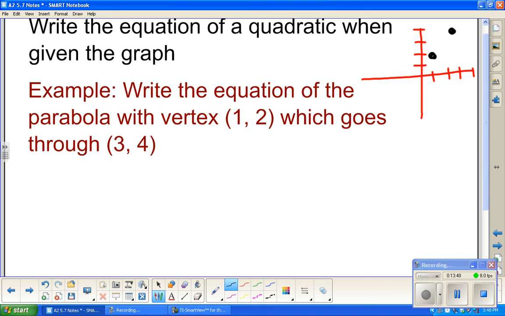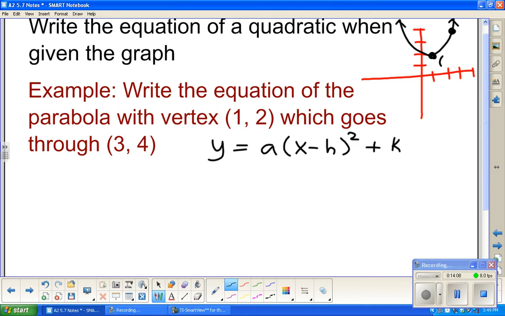Okay, so the vertex is always the minimum or the maximum, so we know it's going to go up. We know these things are symmetric. It's going to look the same on both sides. So something like that. Okay, again, not super important what the picture looks like, just to visualize it. Okay, and here's where vertex form is going to help. We're going to use vertex form: a times x minus h all squared plus k.